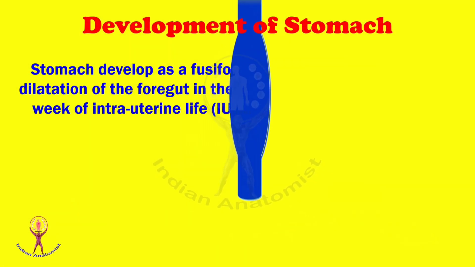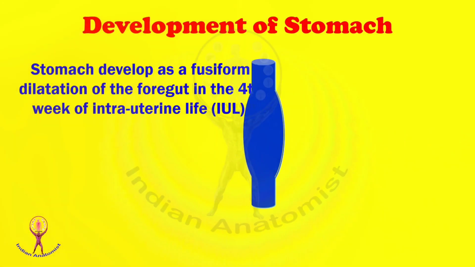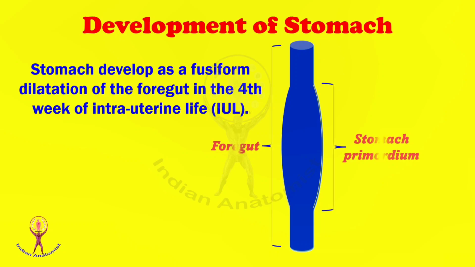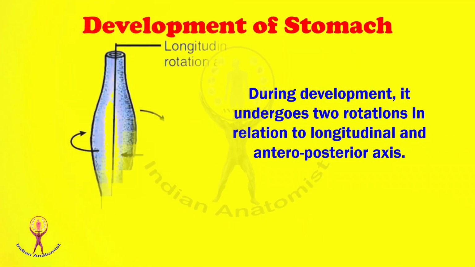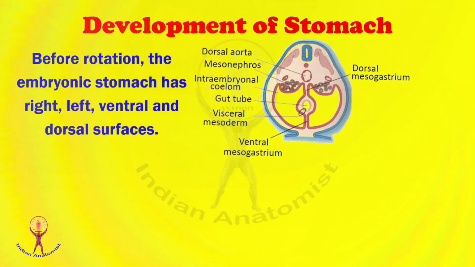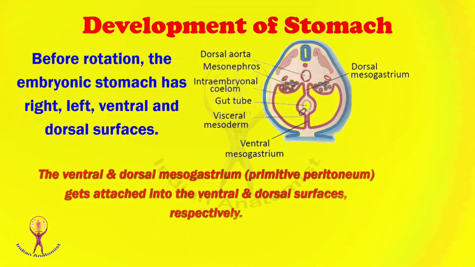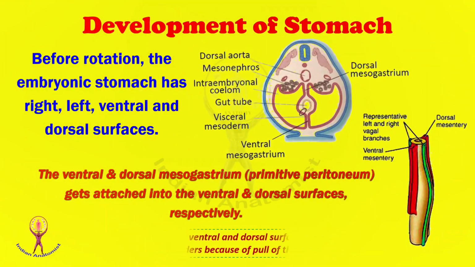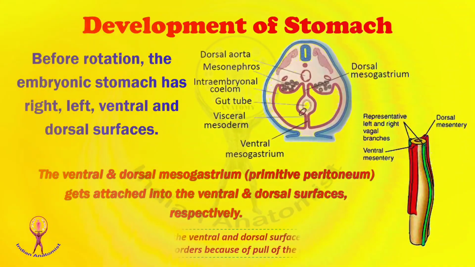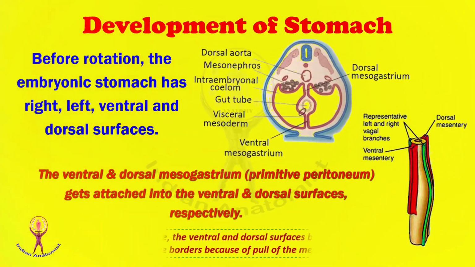The stomach develops as a fusiform dilatation of the foregut in the fourth week of intrauterine life. During development, it undergoes two rotations about longitudinal and anteroposterior axis. Before rotation, the embryonic stomach has the right, left, ventral, and dorsal surfaces. The ventral and dorsal mesogastrium, the primitive peritoneum, get attached to the ventral and dorsal surfaces, respectively.